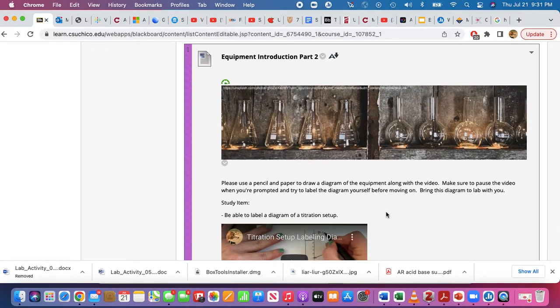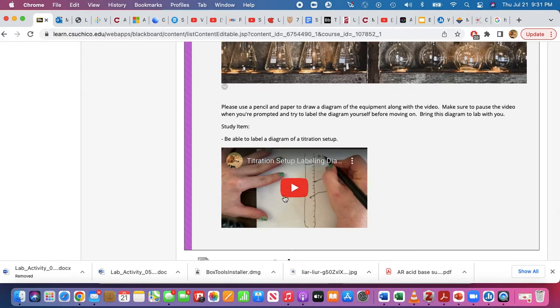And in part 2 of the equipment introduction, I have a video that I created where we are drawing the titration setup and labeling that. So let's just watch a few seconds of that.